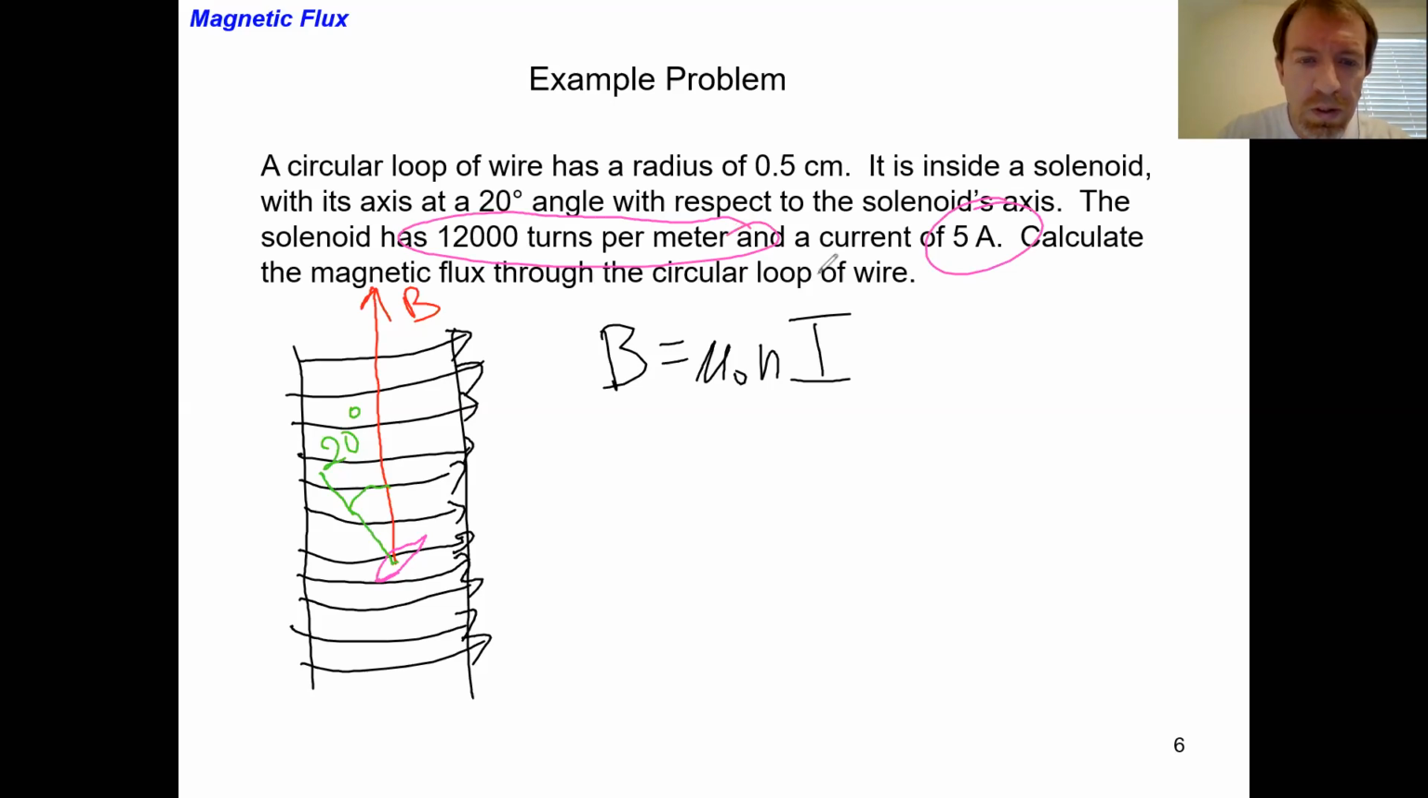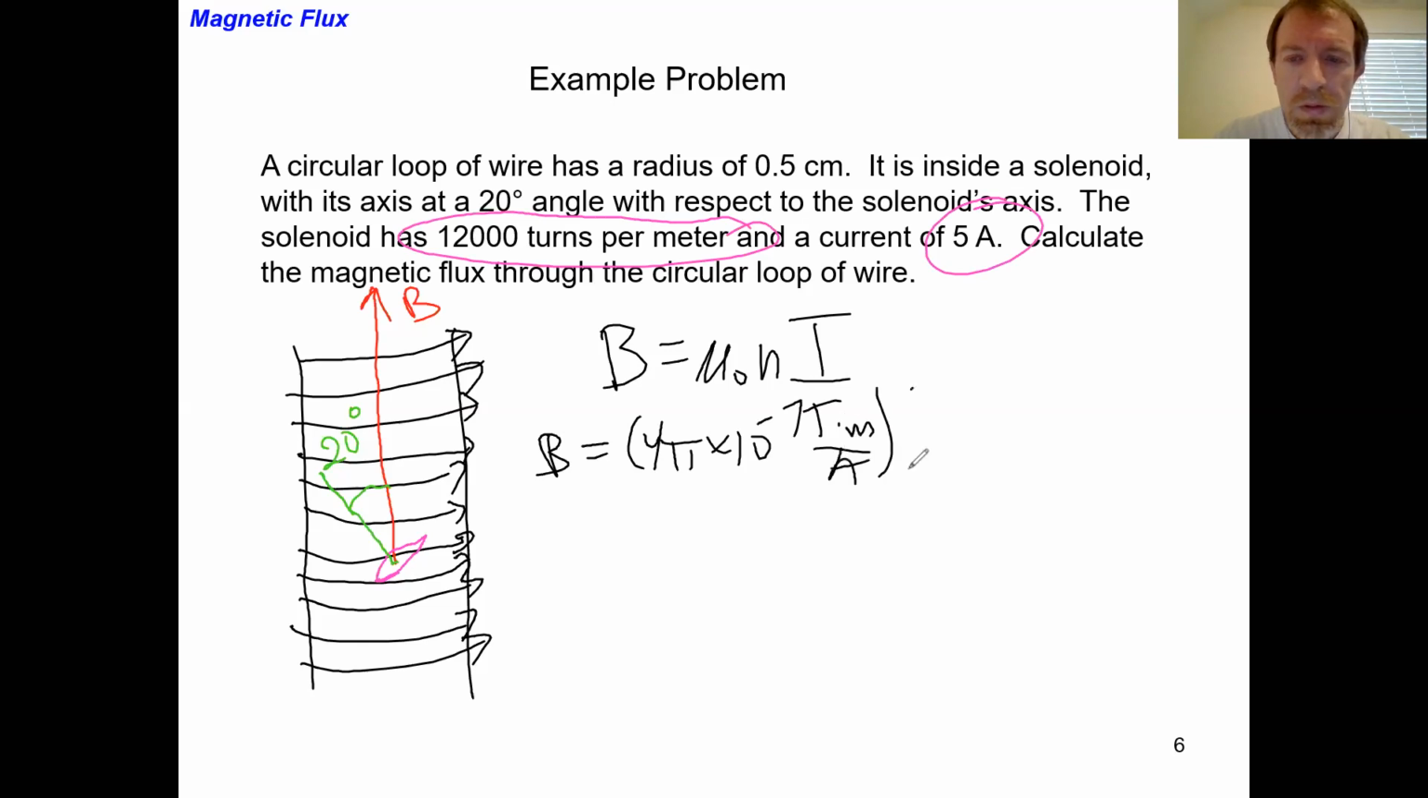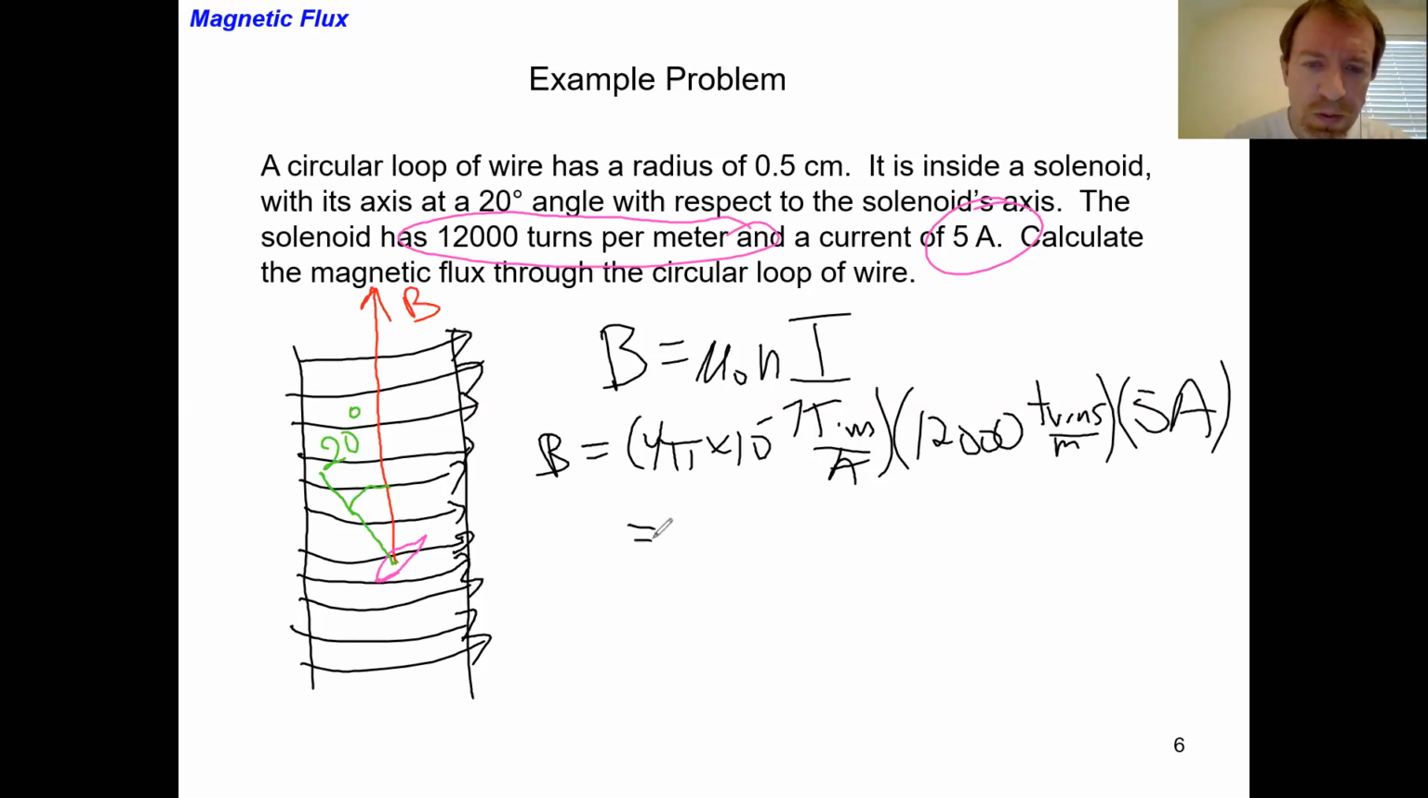So we can plug this in. B here is going to be equal to mu naught times 12,000 turns per meter times 5 amps. And when we do the math there, we get a magnetic field that's 0.0754 Tesla. Cool, so we've got the magnetic field. Next step is to figure out the flux.